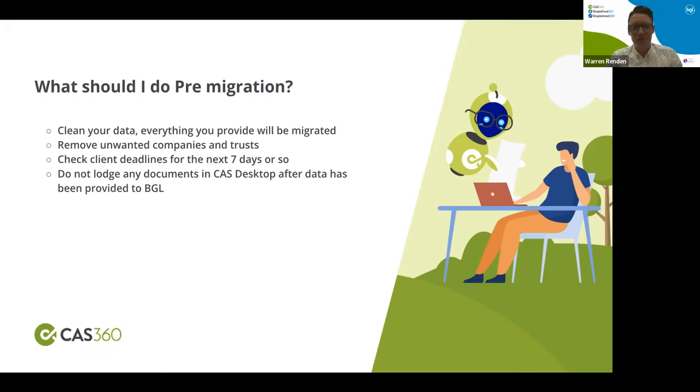Yeah. A couple of other things that you should do pre-migration, which is just really good business. Make sure you're checking any client deadlines and annual reviews around that migration period or that migration week. So be really clear on that. And also do not lodge any documents in CAS Desktop after the data has been provided to BGL. So once you provide BGL with that CAS Win folder, it's best to not log into CAS Desktop or certainly not do any lodgements during that time, purely because once you've provided us with the data, that's the data we're going to migrate. So anything that is done to the database or any lodgements that are done post giving us that data obviously won't be reflected in your CAS 360 software when you log in.